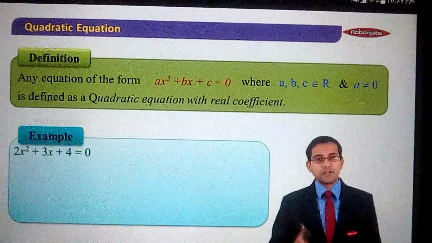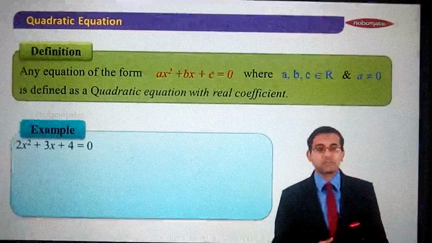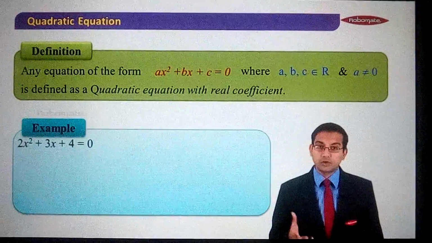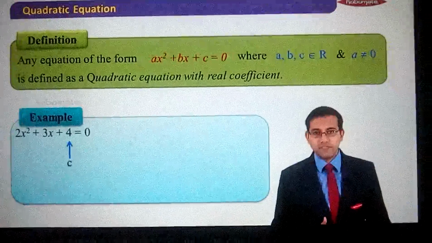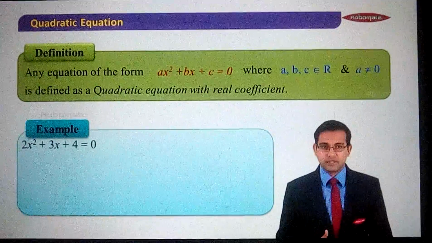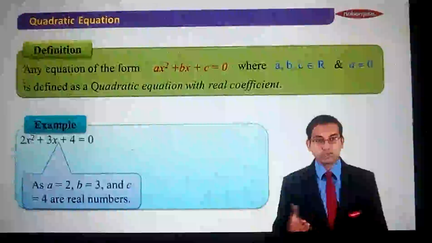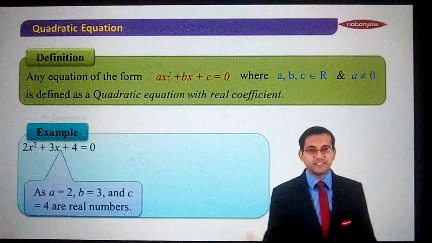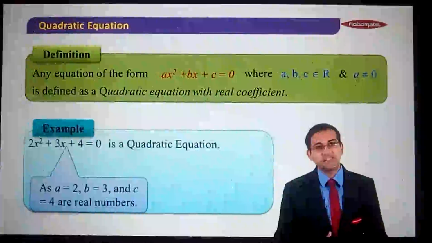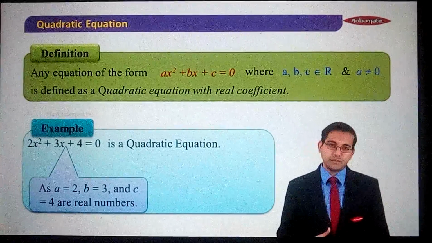The first example comes here on your screen. 2x square plus 3x plus 4 equals 0. Is it a quadratic equation? First of all, let us see the values of a, b and c. They are 2, 3 and 4. They are real numbers. 2 is not equal to 0, that is coefficient of x square should be not equal to 0. So it satisfies the definition of quadratic equation, and hence we conclude that it is a quadratic equation.